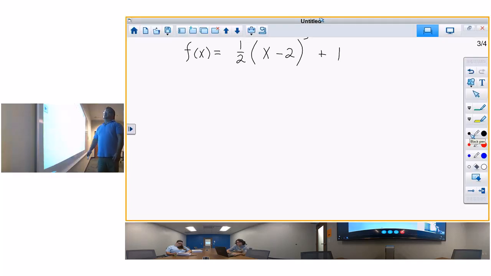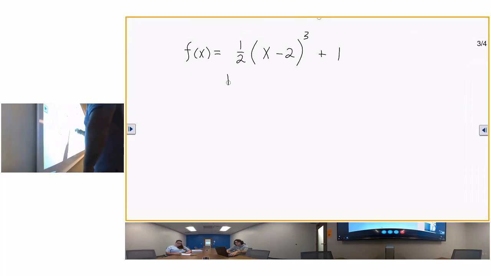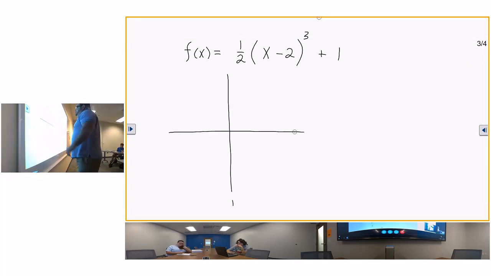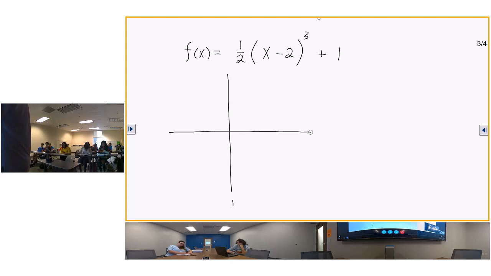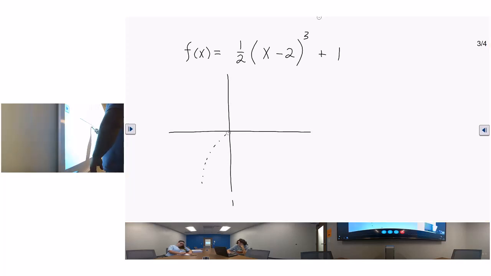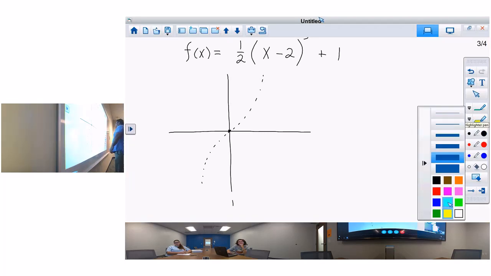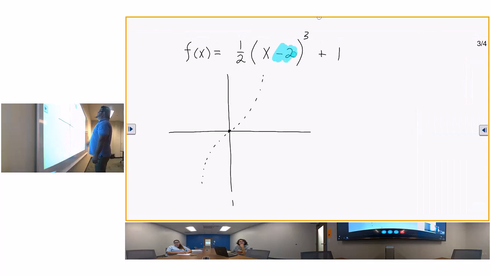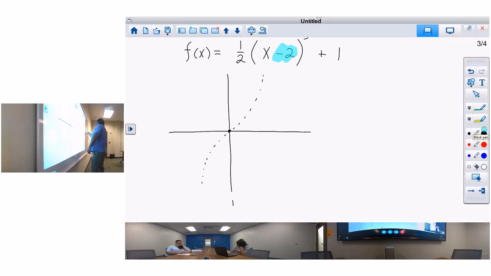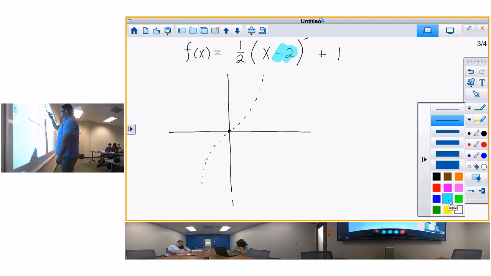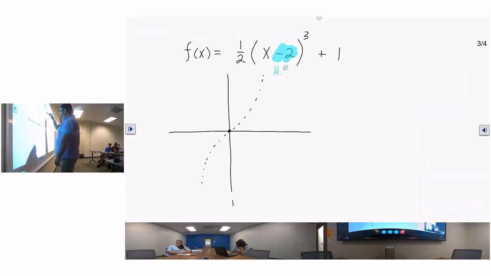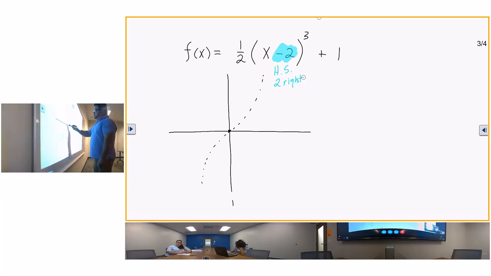Yes. So, I'm just going to draw a graph, and I'm going to draw my origin. Now, the parent graph looks like this. So the origin is right here. Okay? This tells us, let's take our blue highlighter. There's -2, so that means take our blue pen, and we're going to say horizontal shift of 2 to the what? Right. So 1, 2.